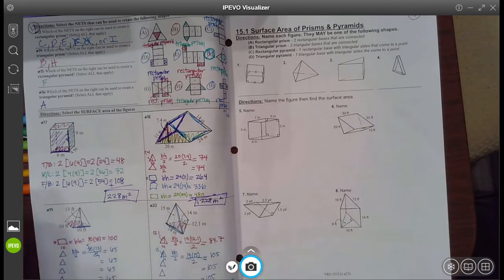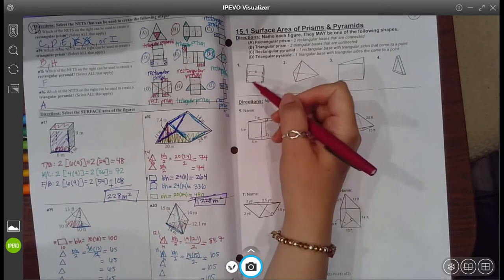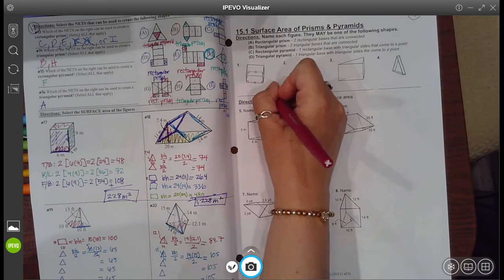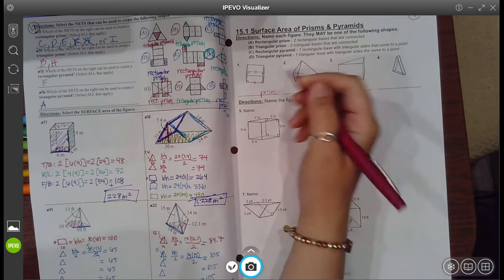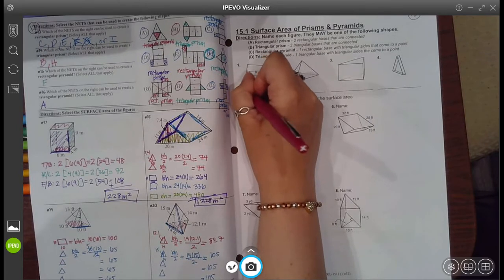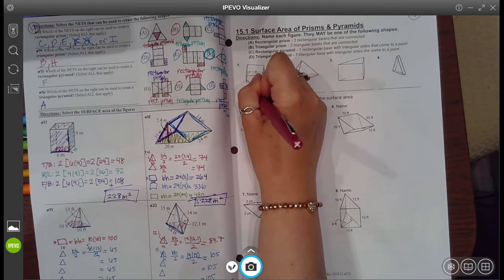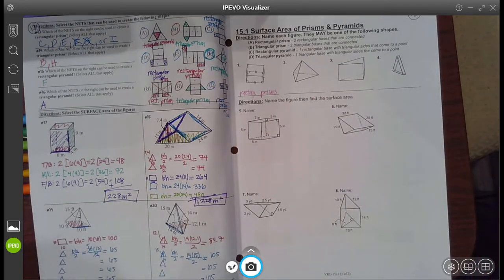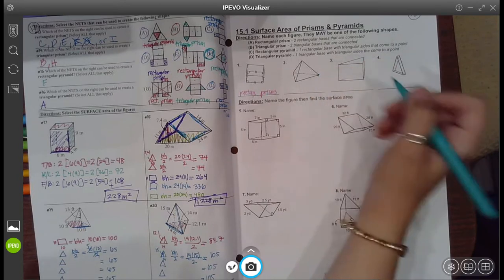So let's go ahead and look at this first one. There's a top and a bottom. There's two bases, so I know it's a prism. Now, what is that base shape? That base shape is a rectangle, so I'm going to call it a rectangular prism. Okay, rectangular prism.